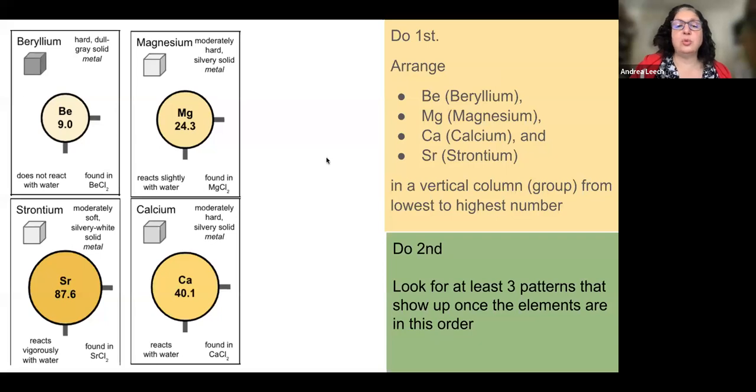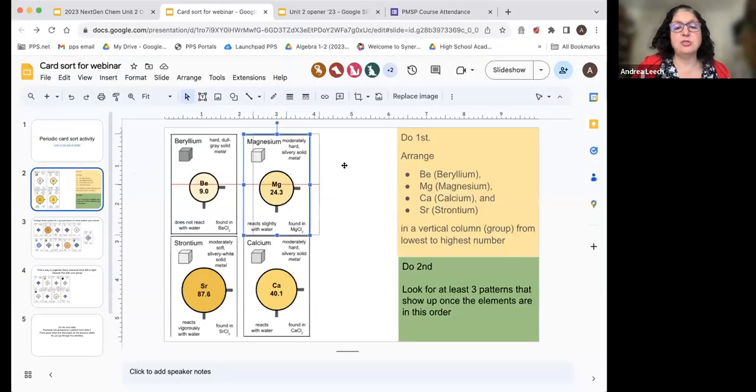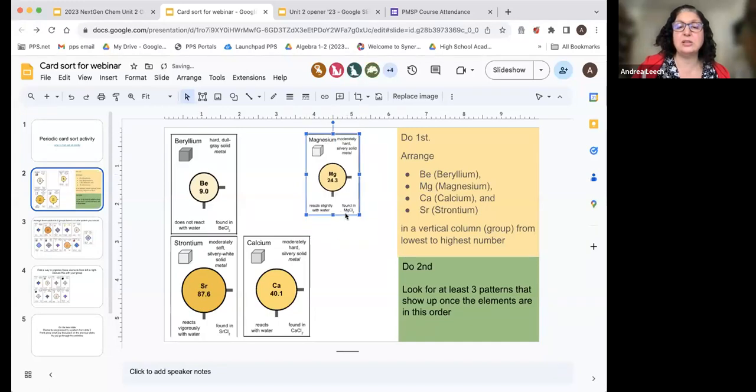And what you're going to do with that is you're basically going to take them. I'm going to escape out of the slideshow because you need to not be in slideshow mode to move them around. So you're going to move them around, and you're going to first arrange them in a vertical column from lowest to highest number. And if they're too big, you can shrink them down or make them bigger, but make the cards roughly all the same size.